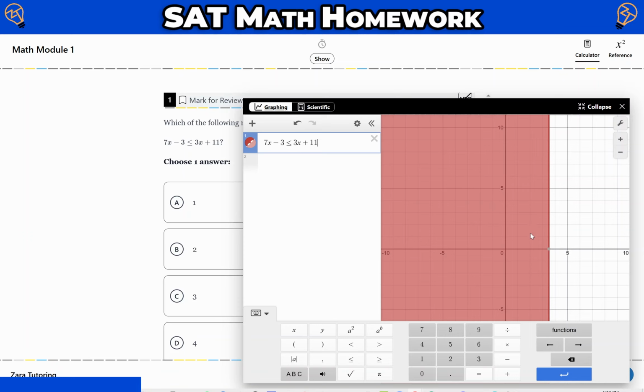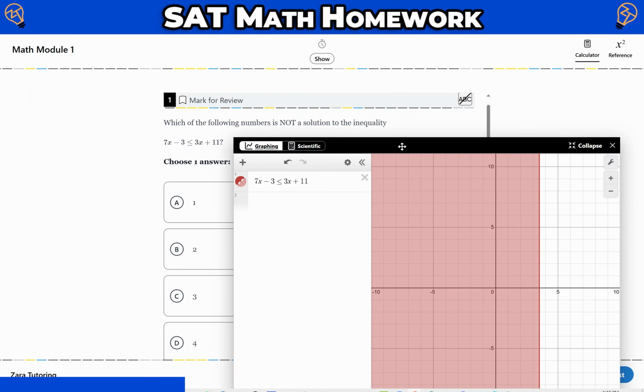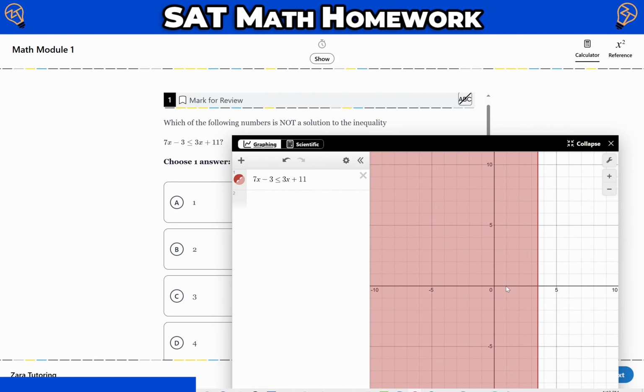So what's currently shaded are all the x values, technically like vertically, where it is a solution. So we're trying to figure out what's not a solution. Well, notice 1 is in here, 2, 3, but because this is 3.5, 4 is not in the shaded portion. So right away we get our correct answer is D, and to me that's definitely the easiest approach.